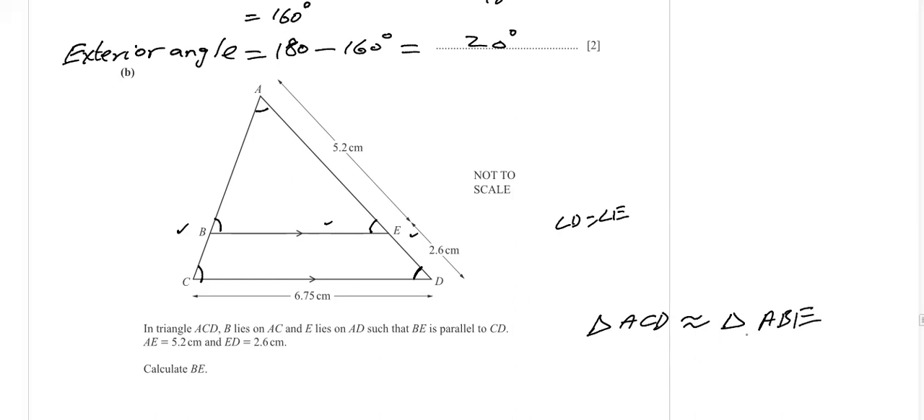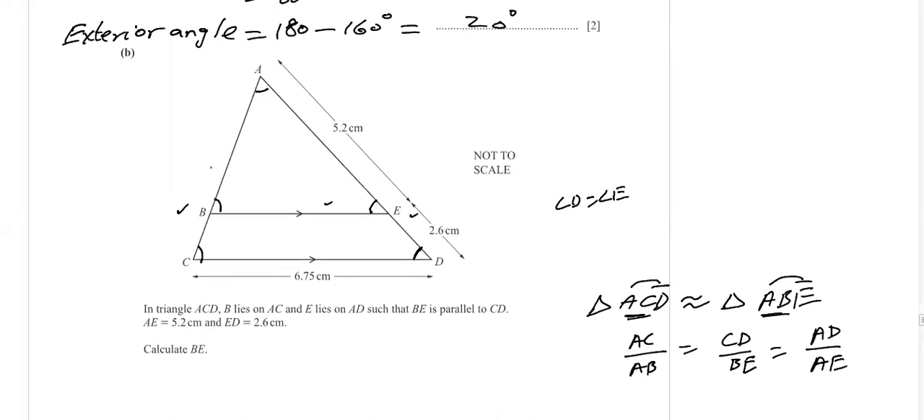Both these triangles will be similar, and if the triangles are similar, then the ratio of the corresponding sides is always equal. Now what can be the corresponding sides? AC corresponds to AB, so AC over AB will be equal to CD over BE, which will be equal to AD over AE. So those ratios can be used here. Now you can put in the known values and find the unknown values.